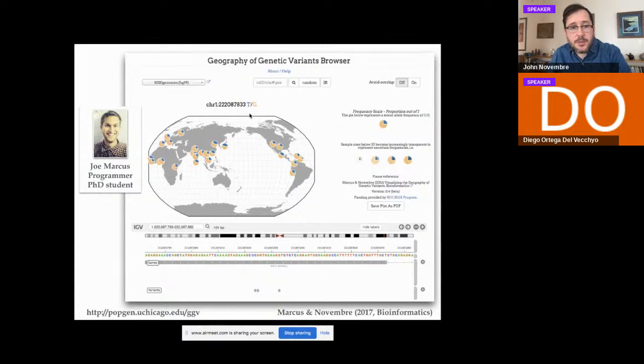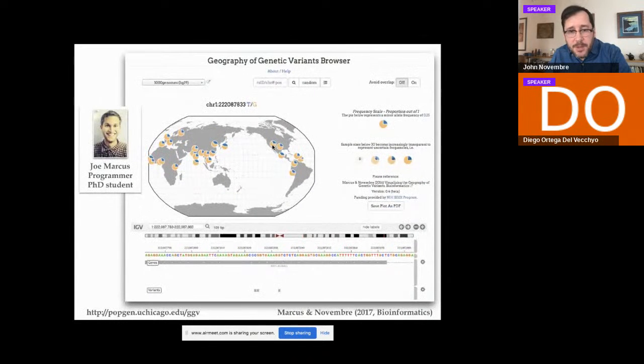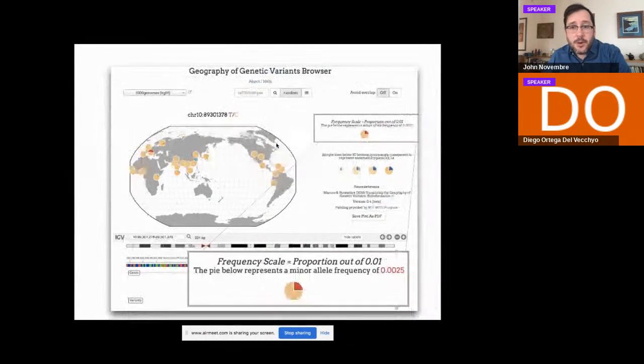This is a position on chromosome 1, the T and G alleles, their frequencies shown in these pie charts. It gets a little more interesting in that for very rare variants, we're going to change the scale that we work out of. Because a very rare variant would be a very thin pie slice, we're going to occasionally change the scale to measure out of a smaller fraction. So this is 25% of 1%, so it's 0.25%, okay?